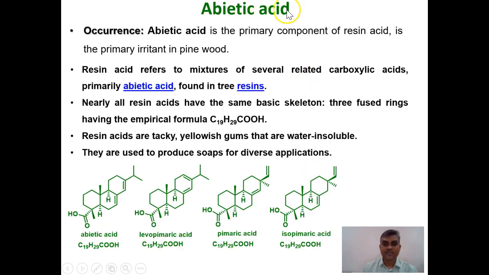Now let us see from where we get abietic acid. The major source of abietic acid is resin acid, which is present in pine wood. Resin acid refers to a mixture of several related carboxylic acids with abietic acid as a primary component. All these resin acids have the same basic skeleton, that is, three fused rings, and they have the same empirical formula C19H29COOH. These structures can isomerize into one another. Resin acids are tacky yellowish gums that are water insoluble. They are used to produce soaps for diverse applications.